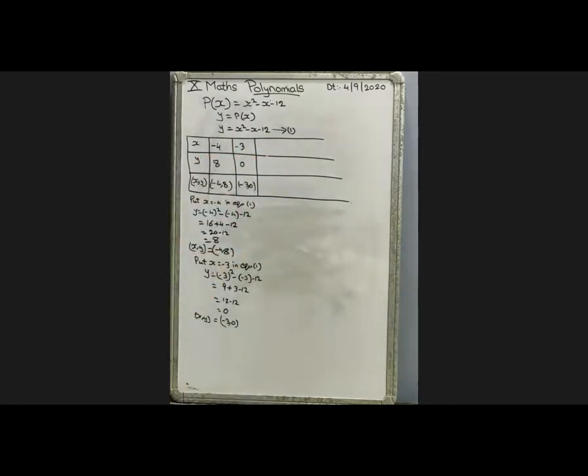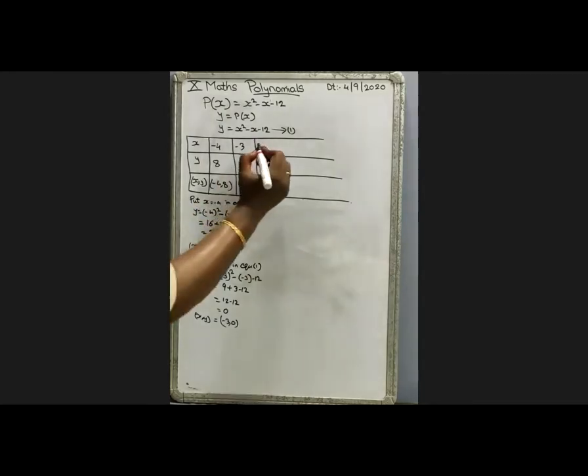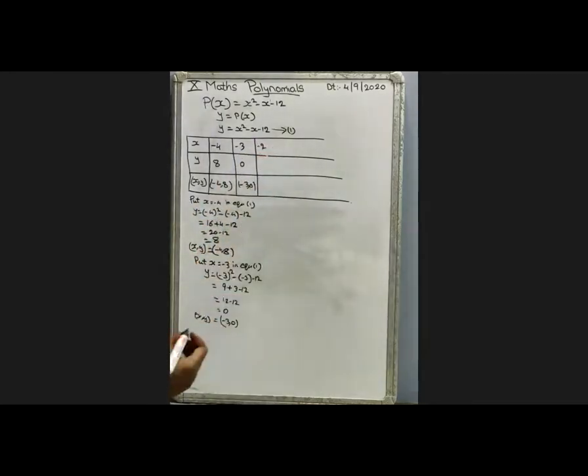And after that you can take -2. Put x equal to -2 in equation 1. y equal to (-2) whole square minus of -2 minus 12. Again this is 4 plus 2 minus 12. How much is it? 4 plus 2 is 6. 6 minus 12 is -6. Therefore x comma y equal to -2, -6.